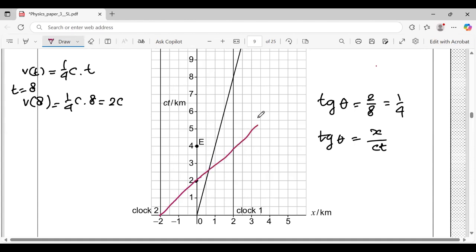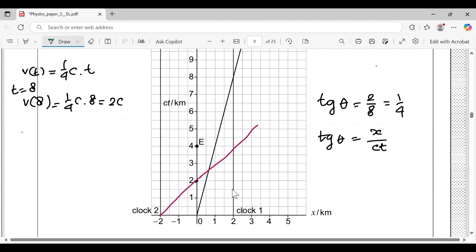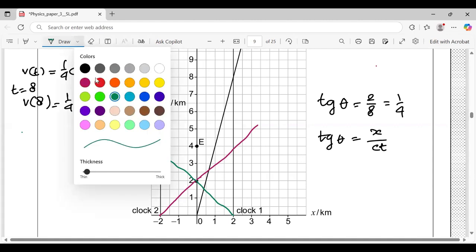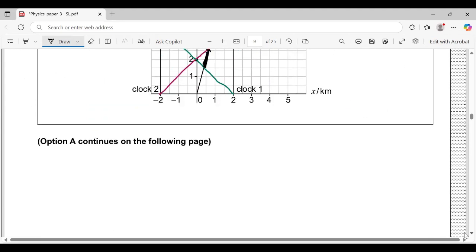Okay. On and a different color from two to this point. Okay. And this one. Okay. So this is the proper time. Next question.